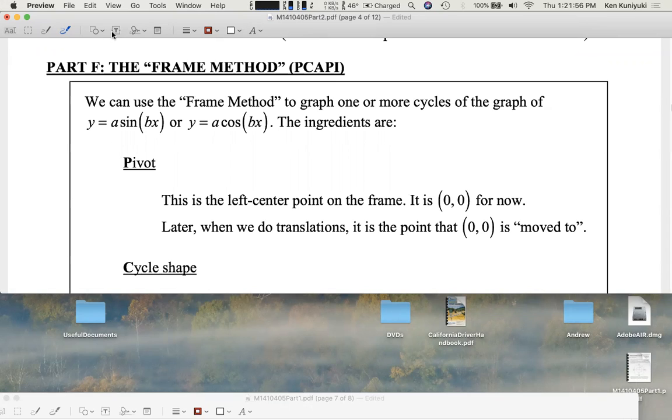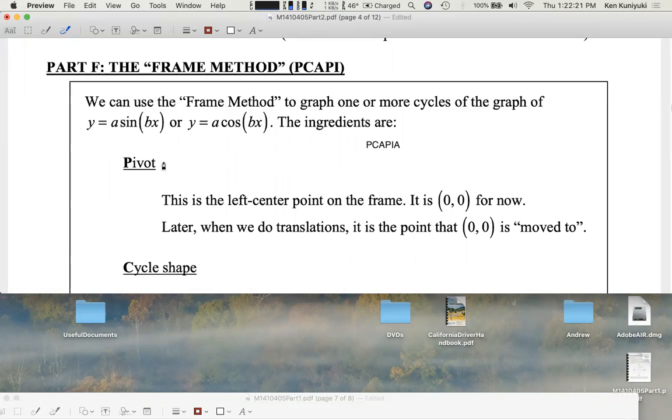All right. Now, the mnemonic or memory device is PCAPI. Actually, I'm going to add an A at the end, PCAPIA. I kind of made this up, but it's easy to remember. Frame method is basically PCAPIA, to graph y equals a sine or cosine of bx, and will extend to other trig functions later on.